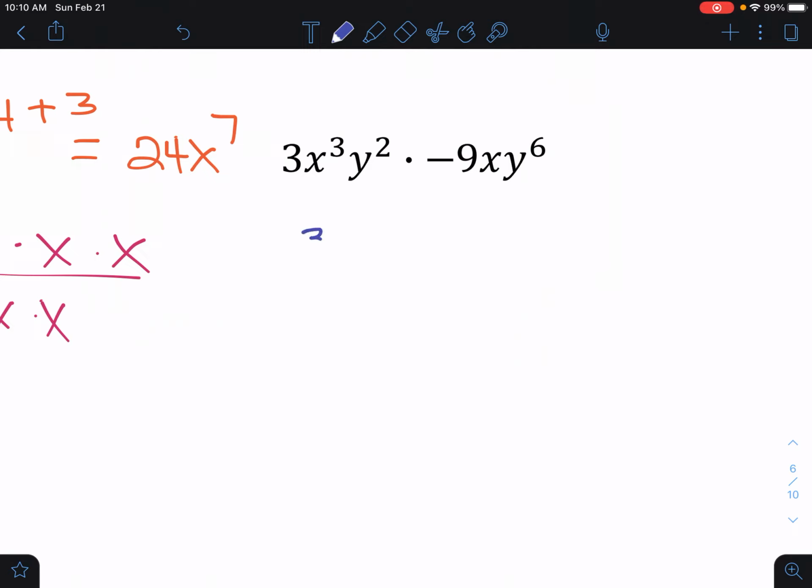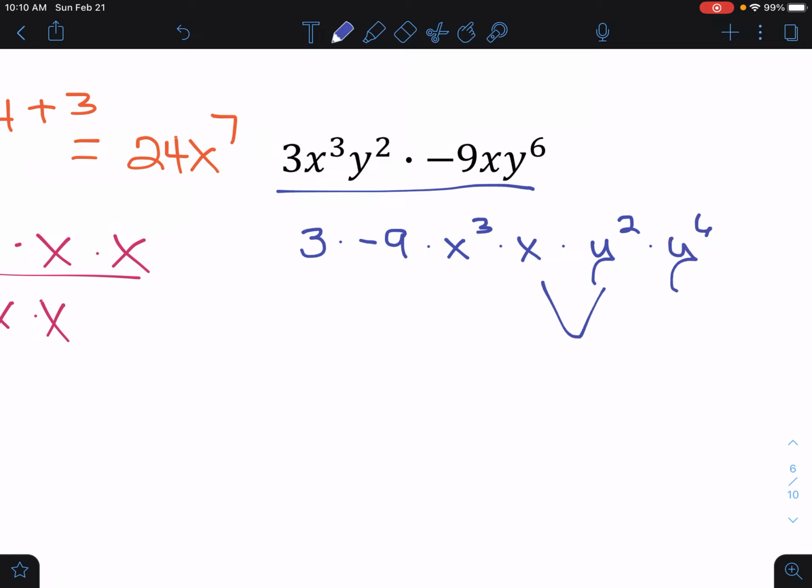you would think 3 times -9. Now you can do this in your head. I'm just going to write it out. Now all this again is multiplication. So I'm going to put my x's together because I know I group those because they have the same base. Okay, and then times my y's together because they have the same base. Okay, now I can't put x's and y's together, but I can put x's together and then y's together. So that's what I'm going to do.